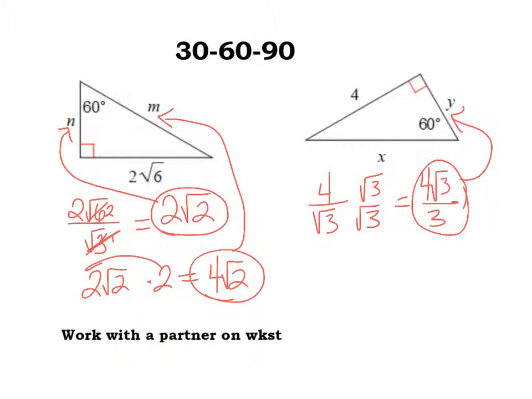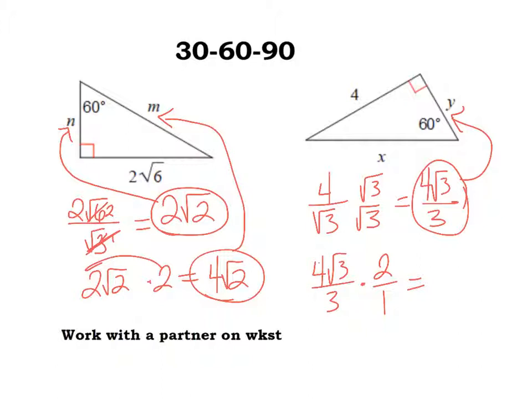All right, now I have to also find the hypotenuse. The hypotenuse, I go from the short leg to the hypotenuse, so I'm going bigger, going to have to multiply. I'm going to take my 4 root 3 over 3, and to get to the hypotenuse, I have to double it. So I think of it as like a 2 over 1.